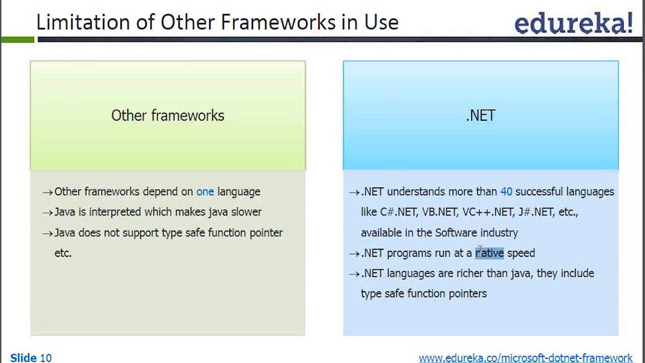There are also types of features that are not available in other languages but that we have in .NET. .NET languages are much richer than Java. They include types, pointers, everything. You will understand them slowly. Okay, let's come to the next one.